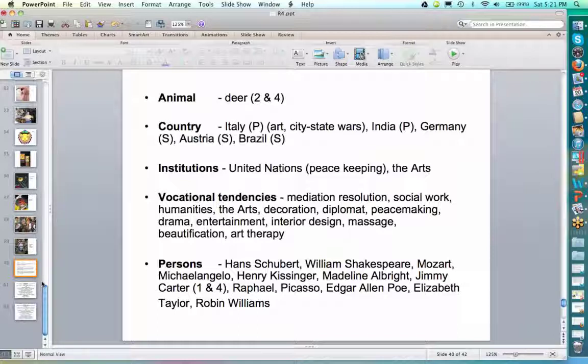And let's look at the kinds of occupations one with a strong fourth ray would have. Of course, mediation, social work, the humanities, the arts, decorating, being a diplomat, or making peace. Of course, a lot of people in Hollywood or in the entertainment fields have fourth ray strong within them. Interior design, massage, I don't know why massage at this point, beautification and art therapy.